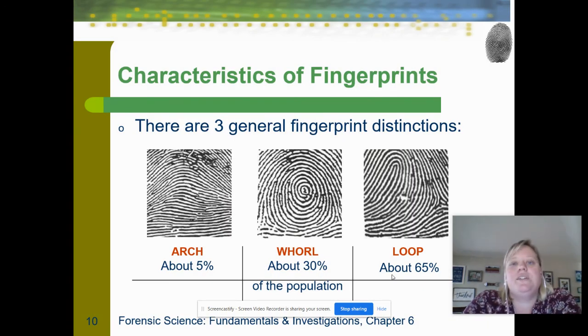We characterize fingerprints and put them in three categories. So we have arches, whorls, and loops. As you can see, arches make up about 5% of fingerprints, whorls make up about 30% of fingerprints, and loops make up about 65% of fingerprints. So again, if we were at school, I would have you guys actually use ink and put your fingerprints on a piece of paper, and then tell me what types of fingerprints you have on your hands. I actually might have you guys do this next week, if you have ink at home. We'll talk about that more on Monday when we Zoom.